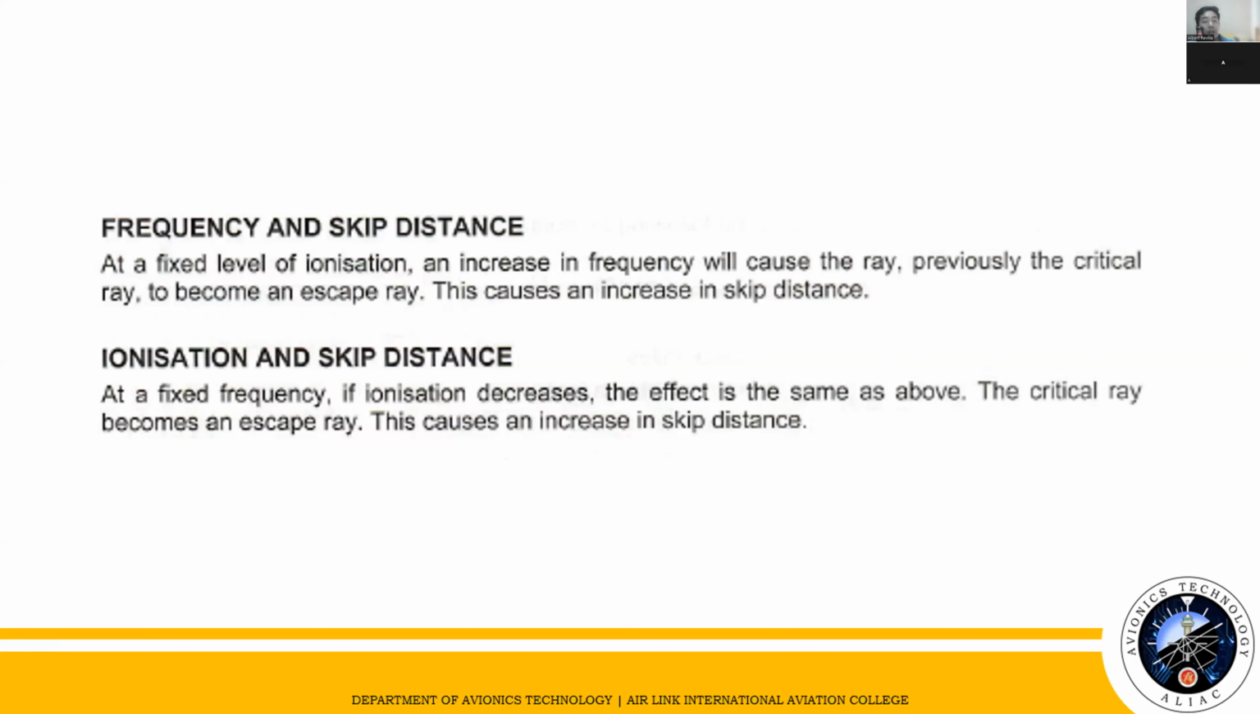So, yeah, frequency and skip distance, by definition, at a fixed level of ionization, an increase in frequency will cause the ray, previously the critical ray, to become an escape ray. So, this causes an increase in skip distance. Ionization and skip distance: at a fixed frequency, if ionization decreases, the effect is the same as above. So the critical ray becomes an escape ray. So this causes an increase in the skip distance.